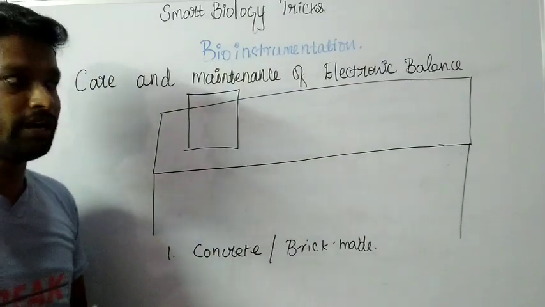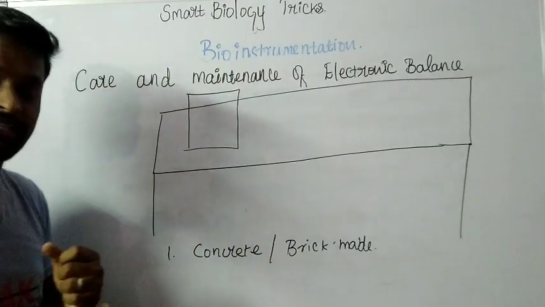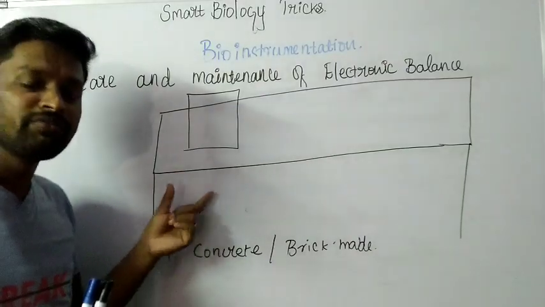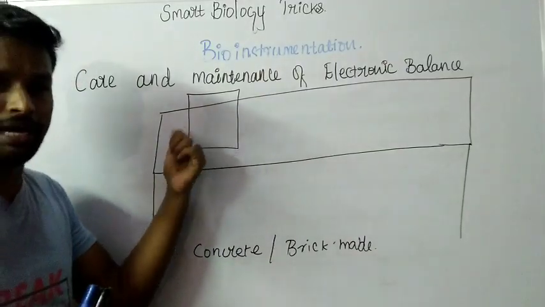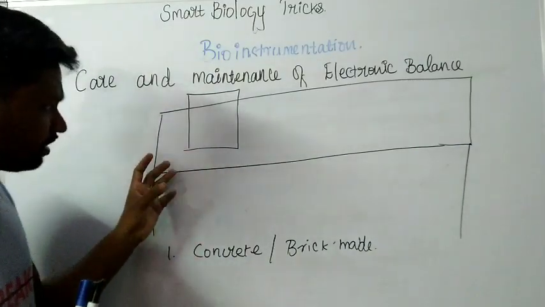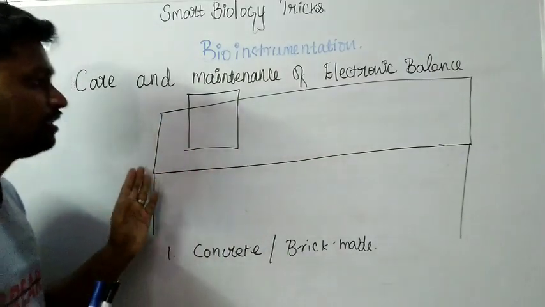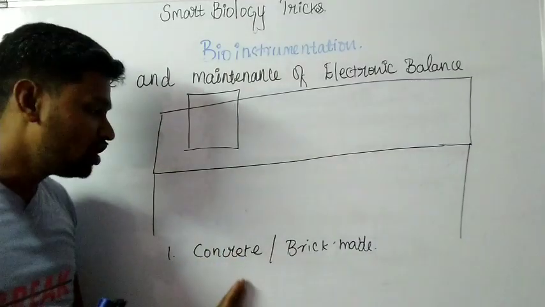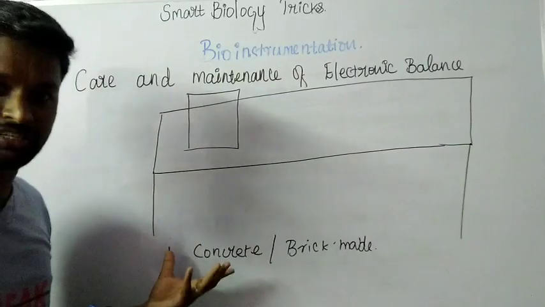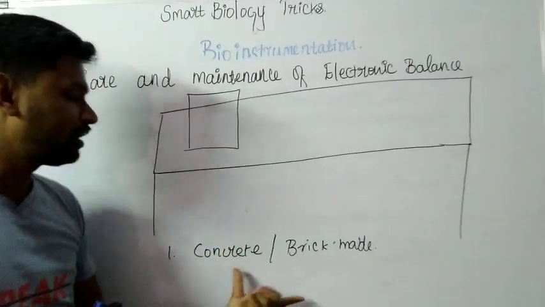Because we are running a lot of instruments in the laboratory, and as an instrument runs at speed it generates vibrations. That vibration will be passed to the electronic balance, and due to the vibration there is a chance of inaccurate measurement. To avoid this, the bench should be made of concrete, because a concrete or brick bench restricts vibrations, so the electronic balance should be kept on it.